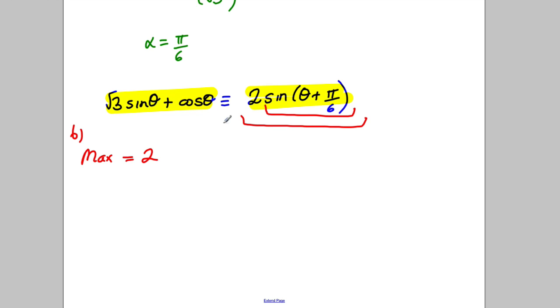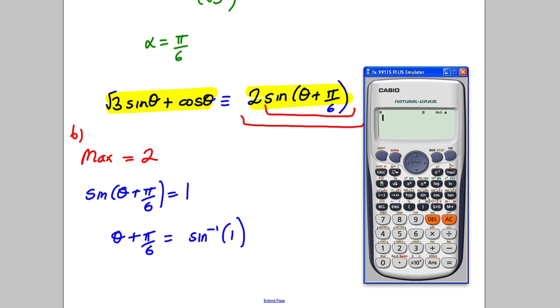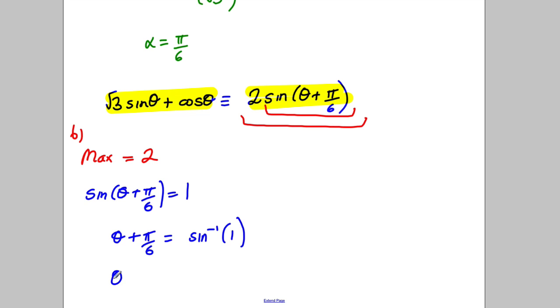Now when does that occur? That occurs when this is 1. So that occurs when sine of theta plus pi by 6 is equal to 1, i.e. theta plus pi by 6 is equal to the inverse sine of 1. Calculator out. Inverse sine of 1, close brackets, pi by 2. So when theta plus pi by 6 is equal to pi by 2.